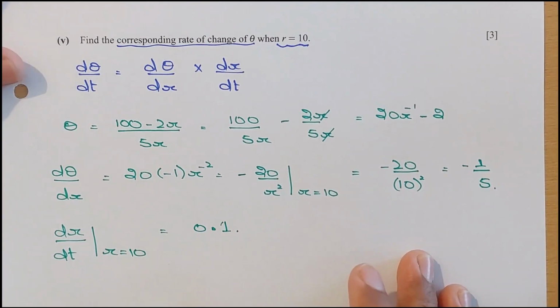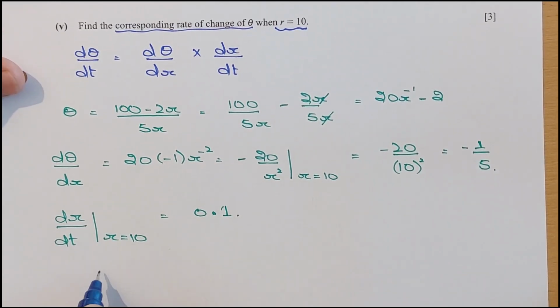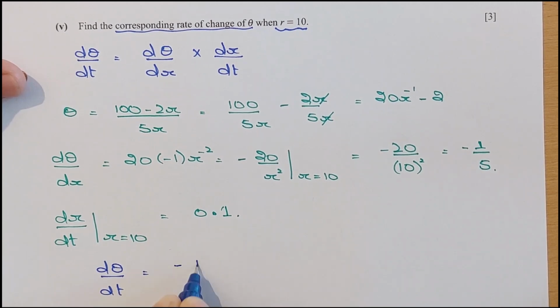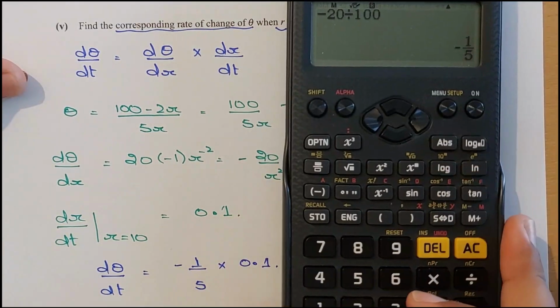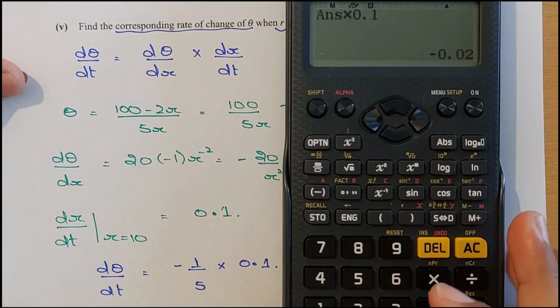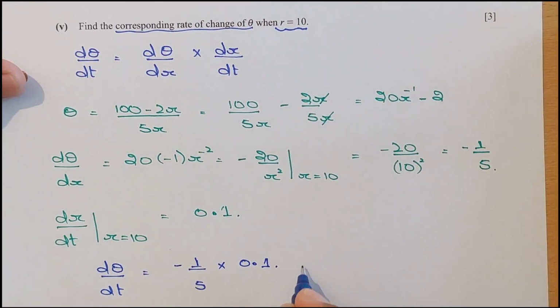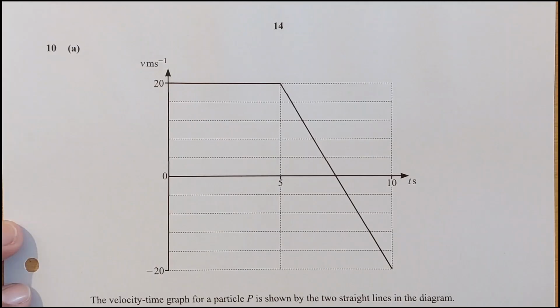Now let me substitute both values into the chain rule to get the corresponding rate of change of theta. So d theta over dt equals minus 1 by 5 times 0.1, which equals minus 0.02. This is the corresponding rate of change of theta.